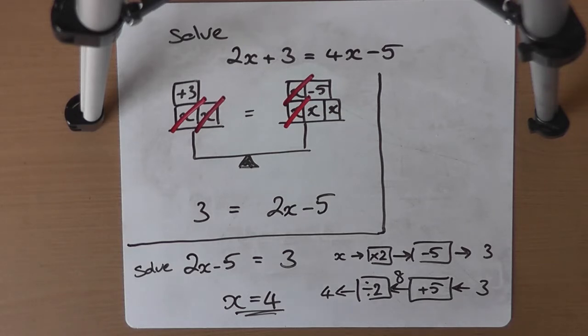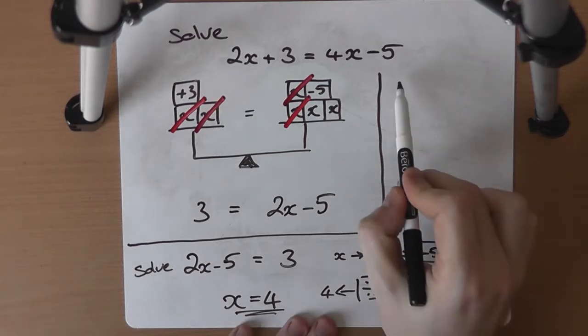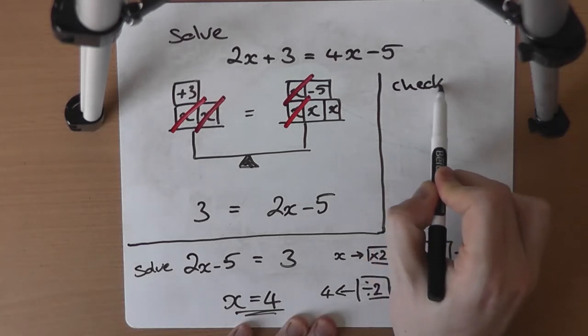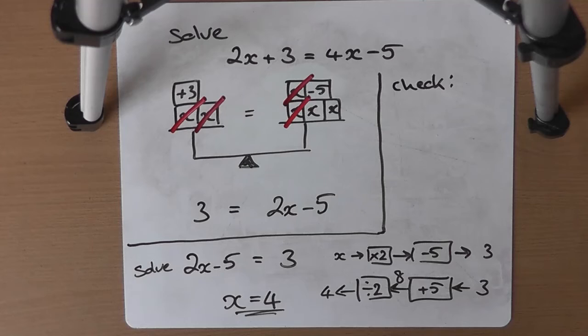Now we should probably check that. So what we might do is go off to the side and check it, and I would strongly suggest we do this. The way this question is set up, this says there is a number x that when we times it by 2 and add 3, and when we times it by 4 and take away 5, we get the same answer. So surely we could just check that. We could check if that is true for the number 4.